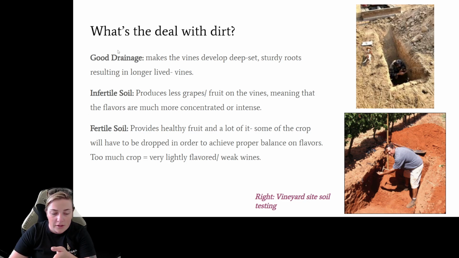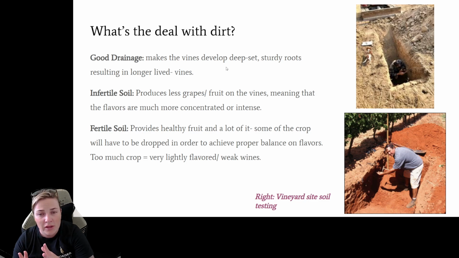So what's the deal? We have to have good drainage. We want the vines to develop very deep set, sturdy roots. This will help result in longer living vines. There's also a difference between fertile and infertile soil. If you have a vineyard on an infertile soil property, you'll have less grapes and fruit, but this could mean that those flavors are much more concentrated or intense in the fruit that does make it, because it's so little.